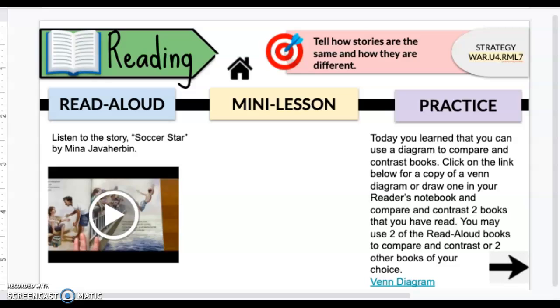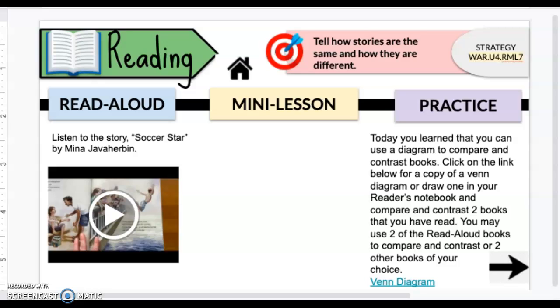So today, what I would like you to do is in your reader's notebook, in the section where it says writing about reading, this is a great place to compare and contrast stories. I would like you to compare and contrast two books. You can pick some of the books that you have listened to in our read alouds, or you can pick two other books that you have read on your own. It doesn't matter. I just want you to compare two books, and you can either do two things.